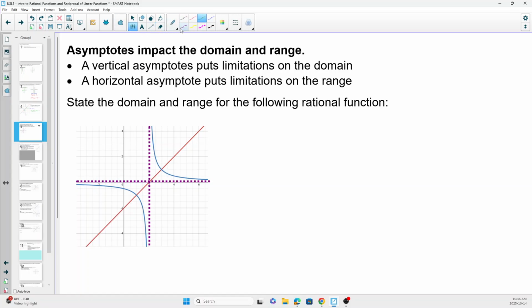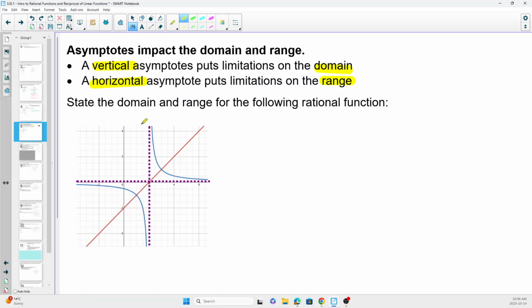And what is important to note is that vertical asymptotes put limitations on the domain. So often when we think about vertical, we associate anything vertical with our y values. What we know is that domain is the permitted or not permitted x values of a function. But the vertical asymptote corresponds with an x value. Okay, so vertical asymptotes put restrictions on our domain. Horizontal asymptotes correspond with a y value, and therefore they put a restriction on the range.